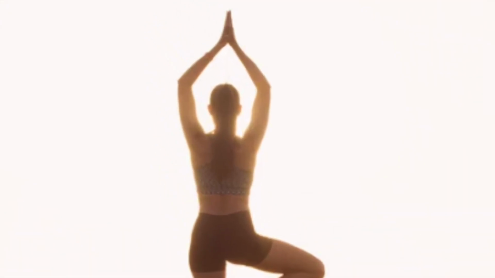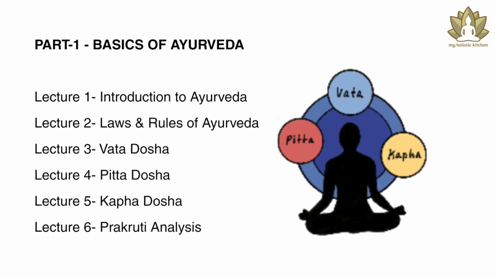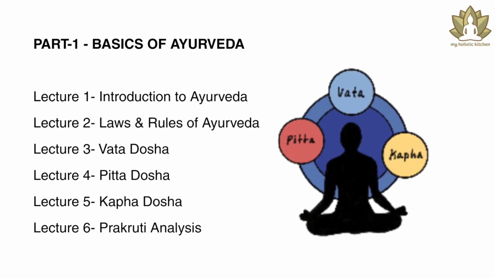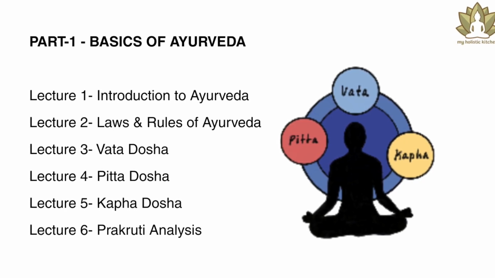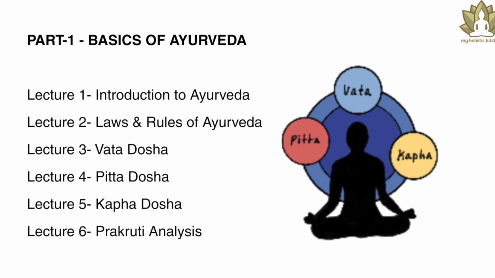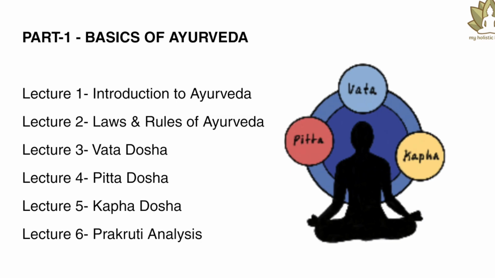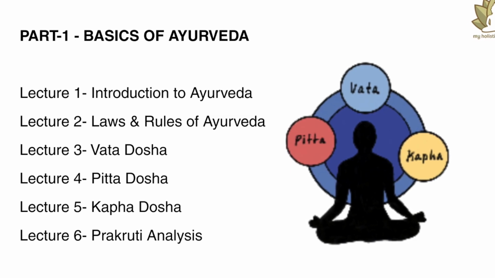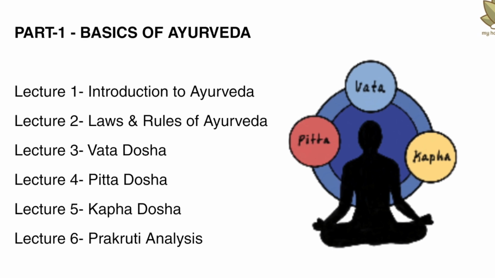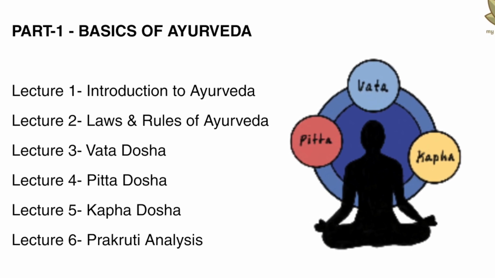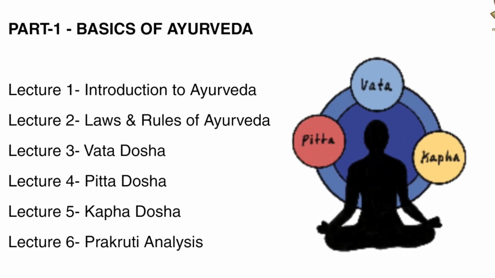This course is divided into 4 parts. In part 1, we'll cover the fundamentals of Ayurveda. We'll start with an introduction followed by the guiding principles of Ayurveda. Then we'll talk about the 3 doshas, Vata, Pitta, and Kapha, and the concept of Prakruti or individual constitution. Towards the end, you'll be given a dosha analysis quiz, which will help you get a fair idea of your individual Prakruti, that is your mind-body constitution.